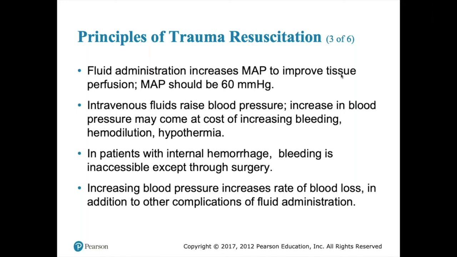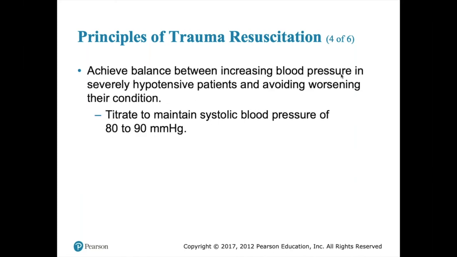So again, IV fluids, they need to be warm fluids because we don't want to make them cold. We need to be careful with how much we give them because we don't want to dilute their blood and make them bleed. We also don't want to give them 2 or 3 or 4 liters and crank their blood pressure up because now they're going to bleed to death faster, okay? They need whole blood and they need surgery. So titrate blood pressure, 80 to 90.